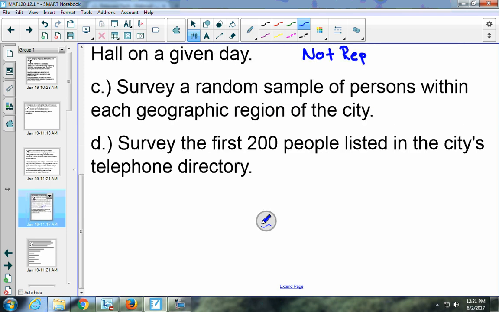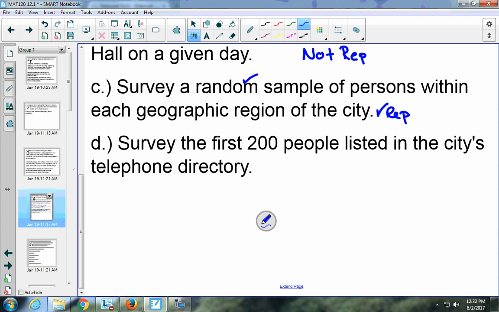C says survey a random sample, so that's good, of persons within each geographic region of the city. So that would get people that live in the city. It would get our residents. So it is representative. So far C is the best option, but we should still check D.